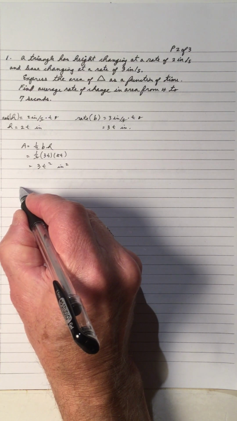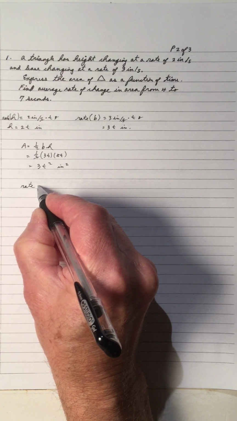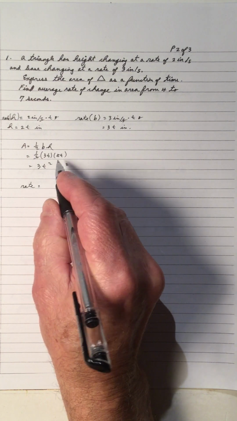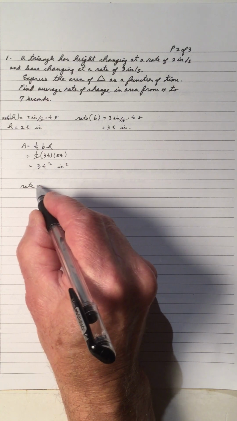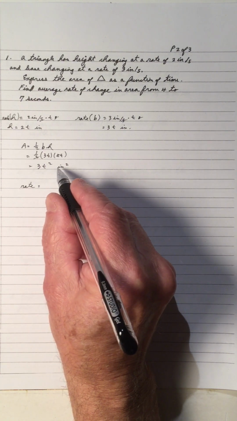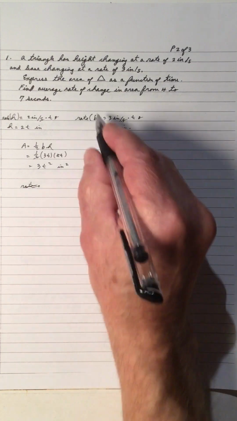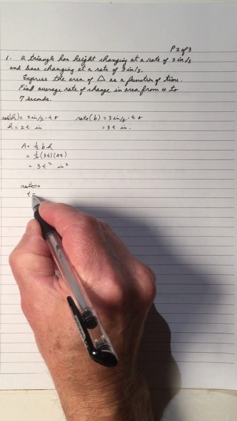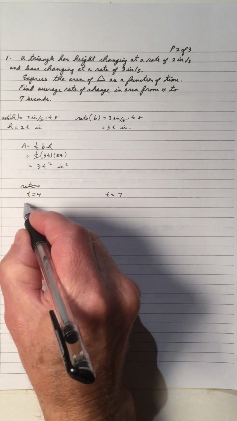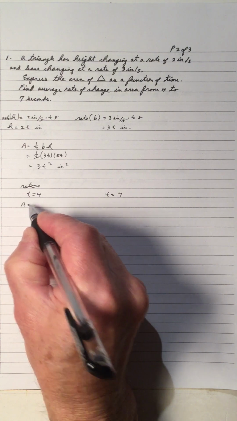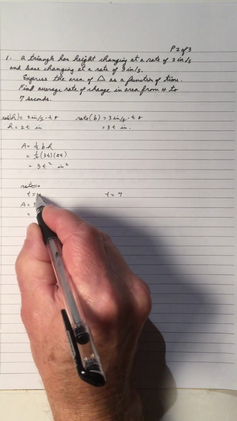The average rate of change is in the area. Oh, I wrote rate down. I shouldn't have written rate down. I should say in time. Time is 4 seconds, and your time is going to be 7 seconds. So your area in this equation is a function of time.